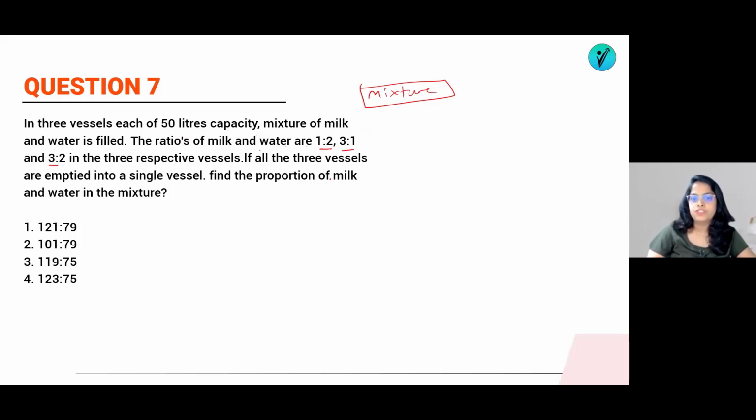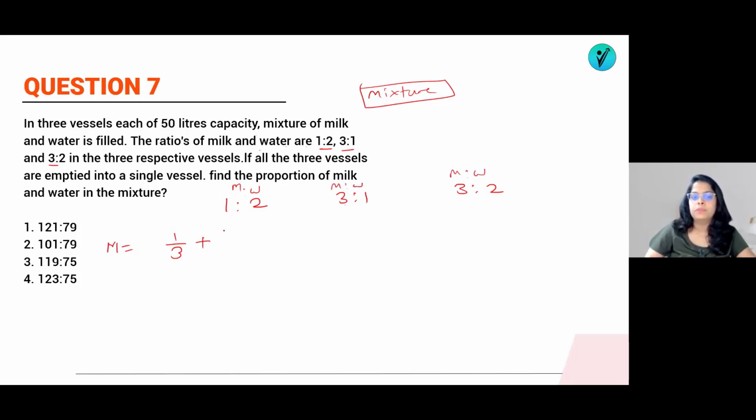So what are these ratios? 1 is to 2, 3 is to 1 and 3 is to 2. If I find the ratio of milk here, milk will be how much in the first? 1 by 3. Out of this 3, 1 is the milk. Plus in the second vessel, milk is to water, and similarly in the third.